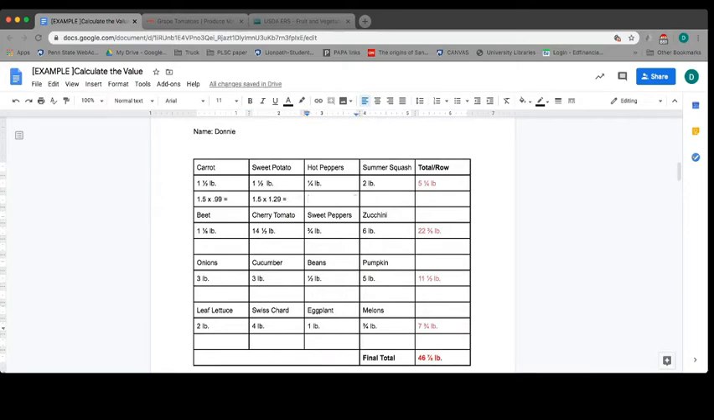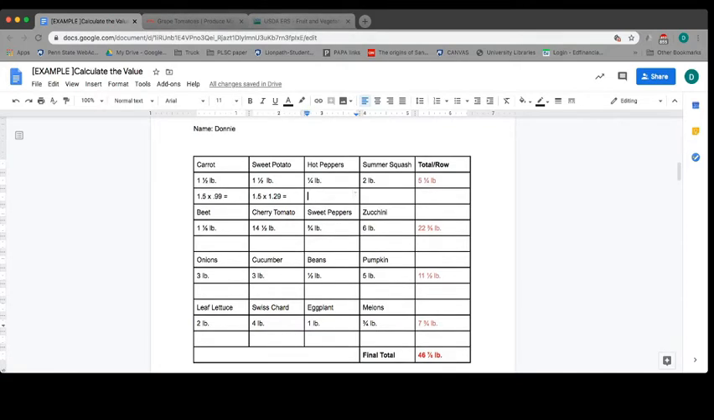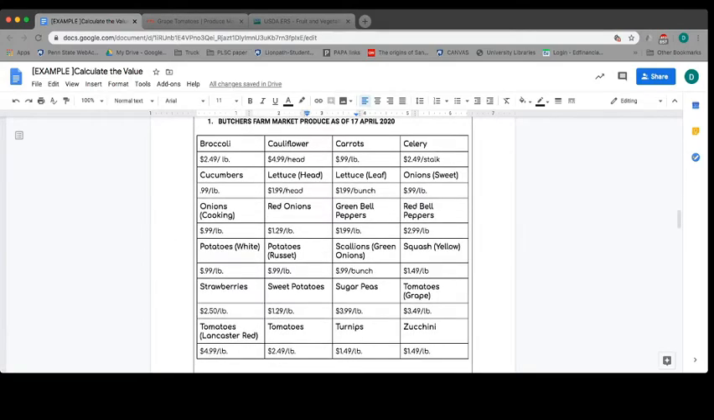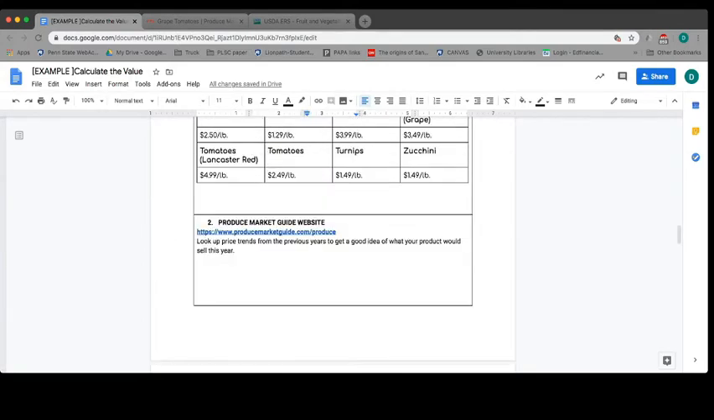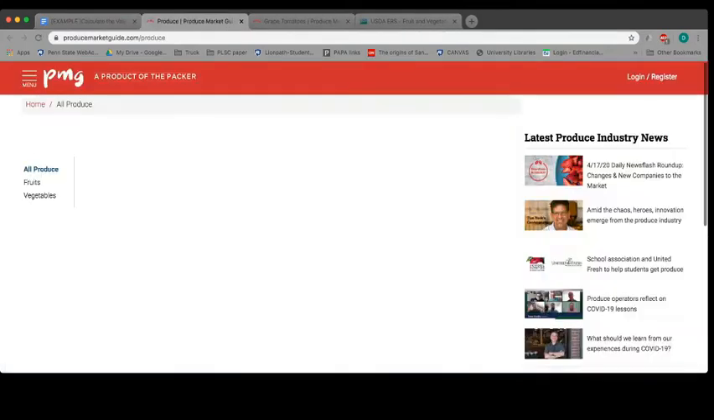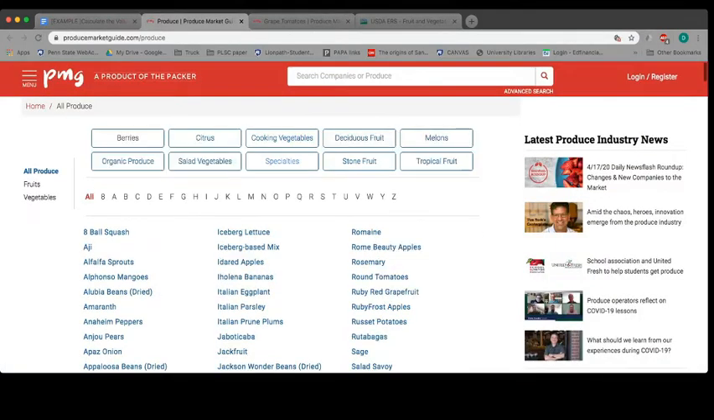And hot peppers, where did I find this? I actually used a different website for this one. Some of the things will not be on Stacy's price list because they're just not in season yet. So the second resource here is called Produce Market Guide. This is a really cool website that lets you look at economic trends based on what other companies and farmers have sold their crops for.